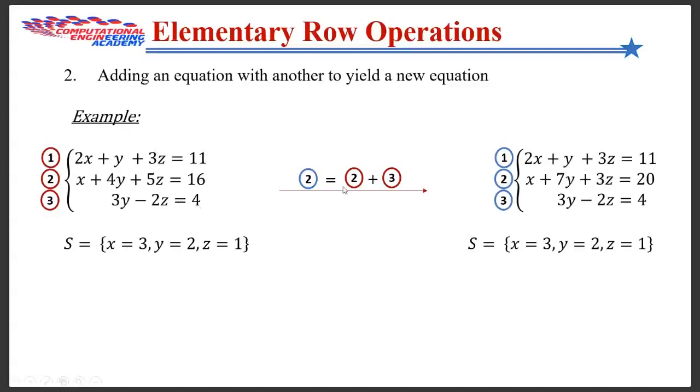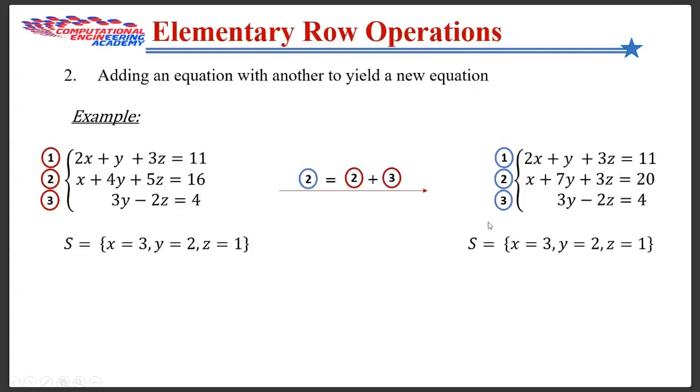So let's look at how we conducted that. This is equation 2, equation 3, here they are. So x, here the coefficient is 1, plus 0 will still give us 1. This is the one we are having, okay? 4 plus 3 will give us 7, this 7 we are having. And 5 minus 2 will give us 3, this is the 3 we are having. And then 16 plus 4 gives us 20.